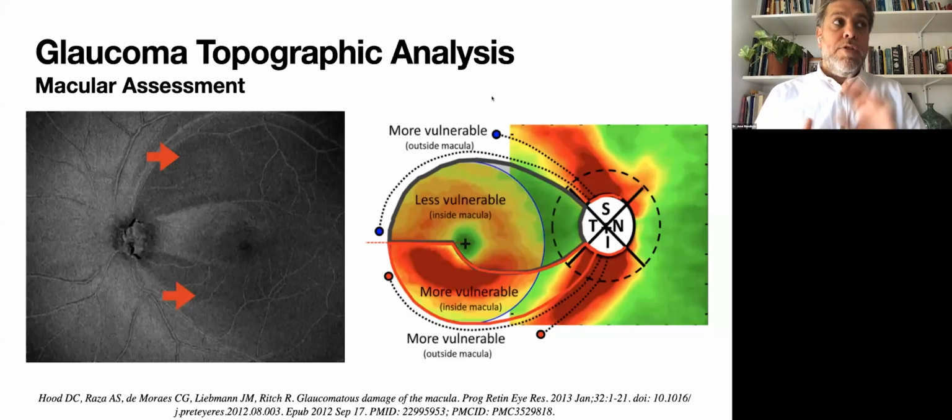So, take home idea: look at the macula in early glaucoma and look at the macula in advanced glaucoma. That will help a lot. But always look at visual defects too. Thank you very much. Okay. Thank you for attending.